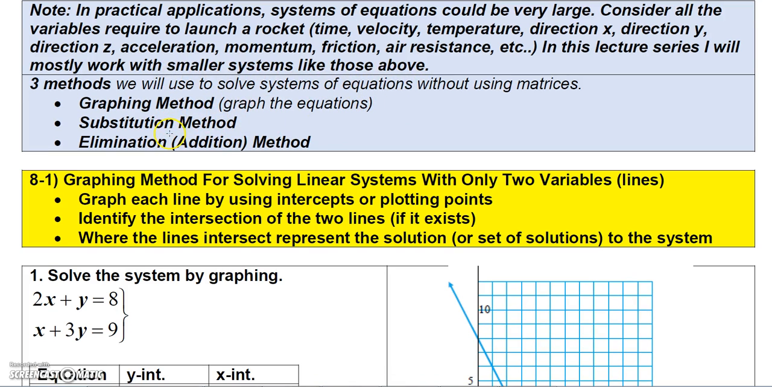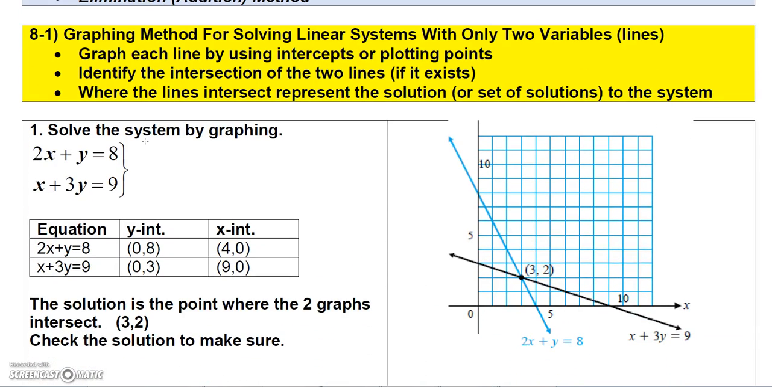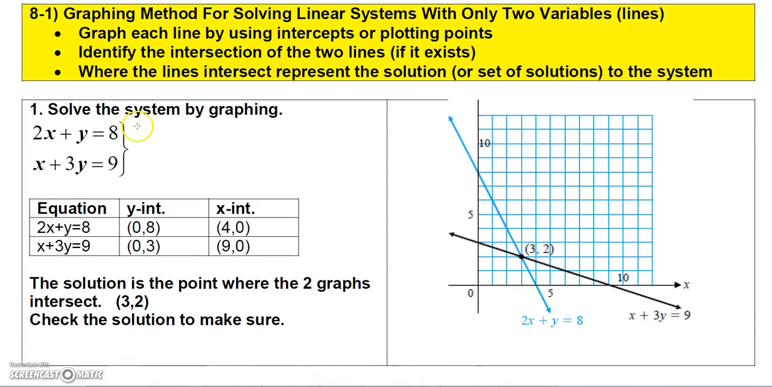So the 3 methods that we're going to talk about are going to be the graphing method first, and then I'll talk to you about the substitution method and the elimination method. So let's go ahead and get on with the graphing method here. Okay, so the idea for the graphing method is basically you just want to graph the 2 equations. So if I want to solve this system here, I need to graph the equations.